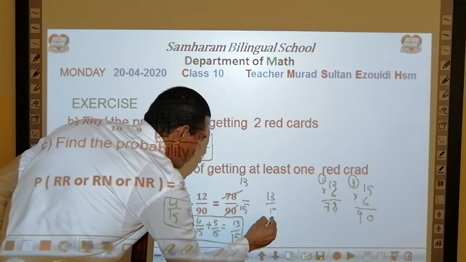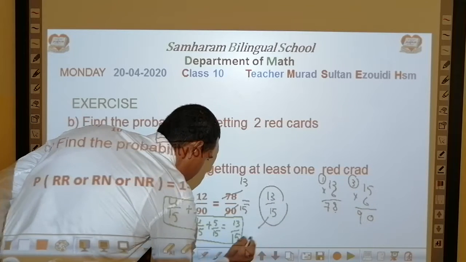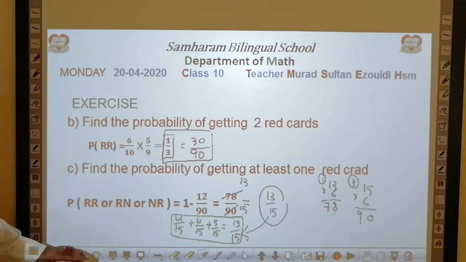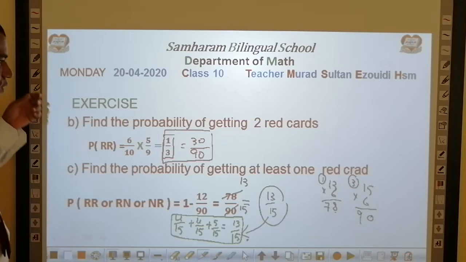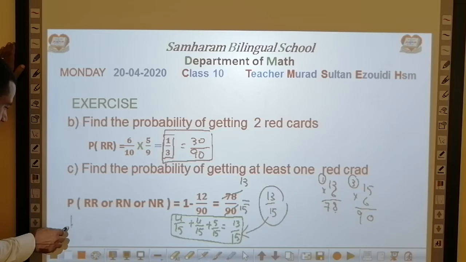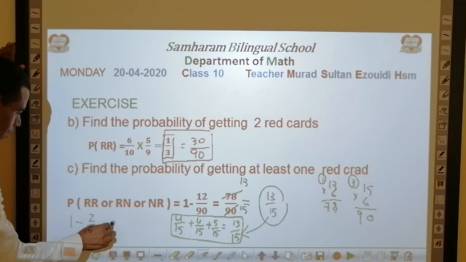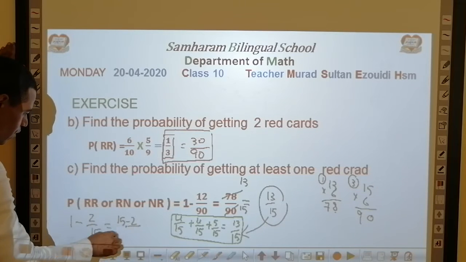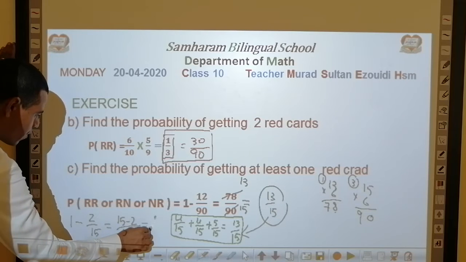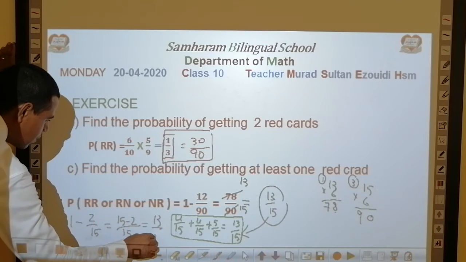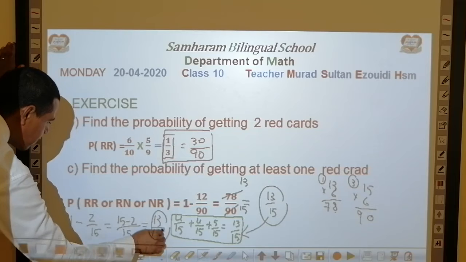13 divided by 15 is the same as that. Or the second method, the third method if you would like, make 1 minus 2 over 15, so it will also be 15 minus 2, all divided by 15, which gives 13 divided by 15.